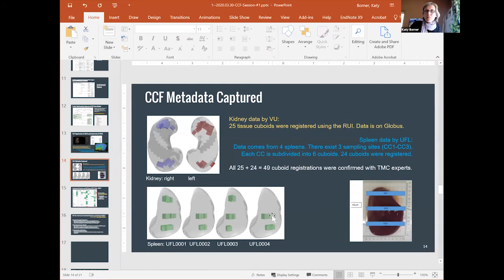But then given our registration into these reference organs, which you see here, we currently have 25 tissue cuboids for kidney, and 24 tissue cuboid registrations for the spleen. And for the spleen, there are extraction sites. So there are these bands, which you see here, CC1, 2, and 3. The same will happen also for colon. There will be 8 different extraction sites. For the heart, I think there are 9 different extraction sites. So sometimes they're predefined, sometimes they're not.